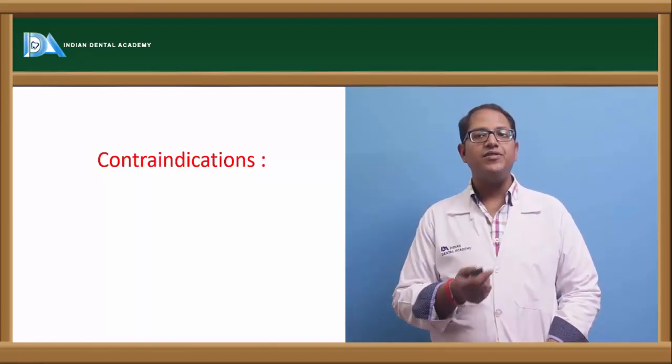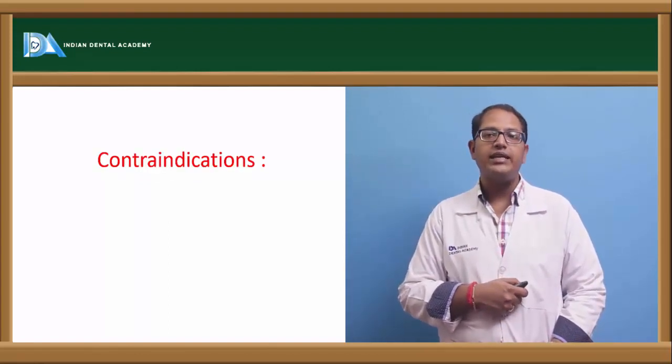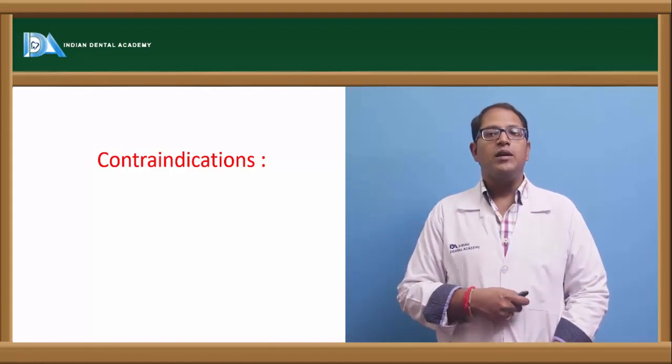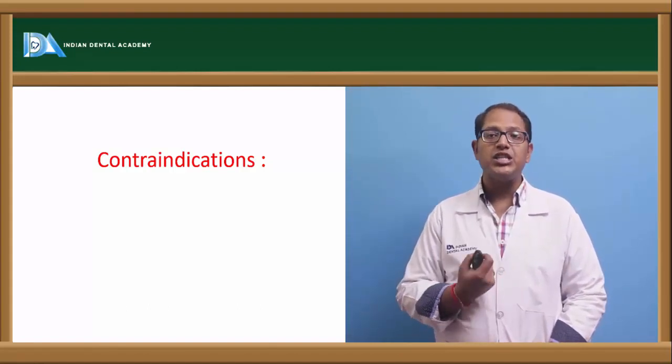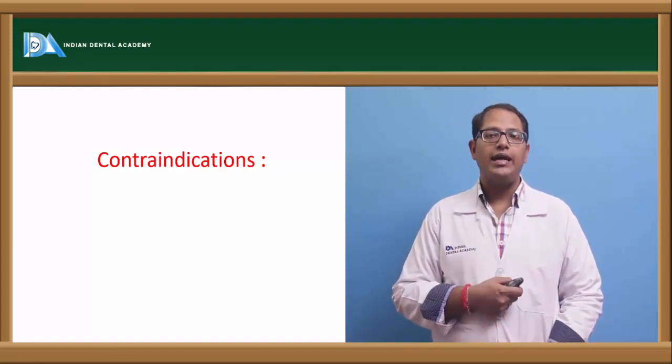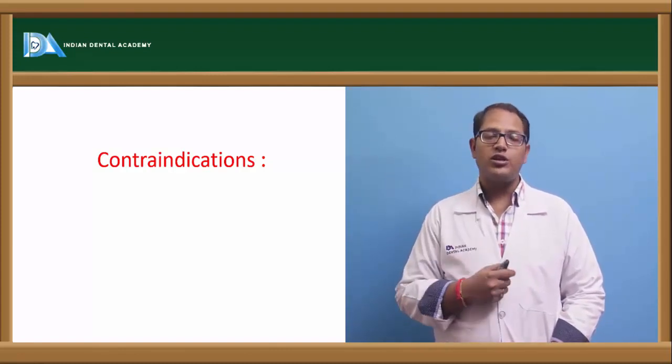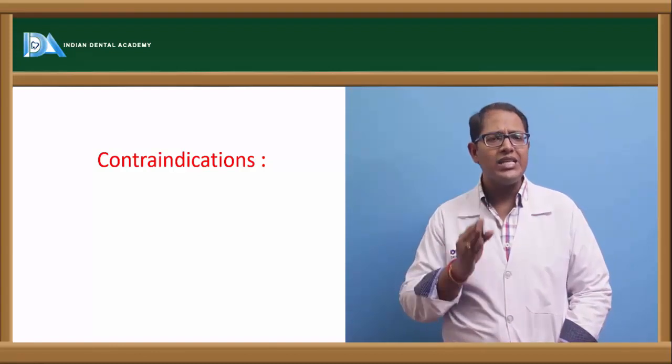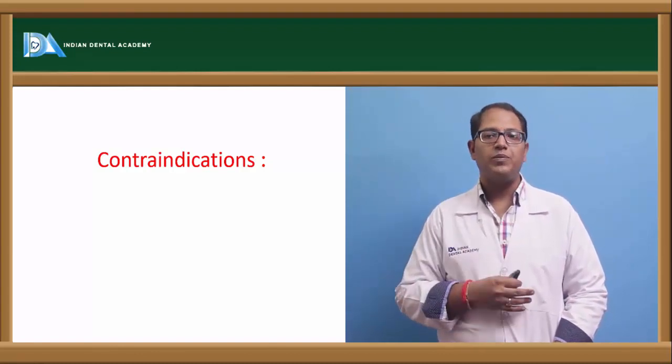contraindications: severe curvature of the root if present, like dilaceration of the root. Persistent periapical lesion, if present, we cannot go ahead with post and core. Poor periodontal health, and a poor crown to root ratio, which should be optimal at least 1:1, if it is not present.